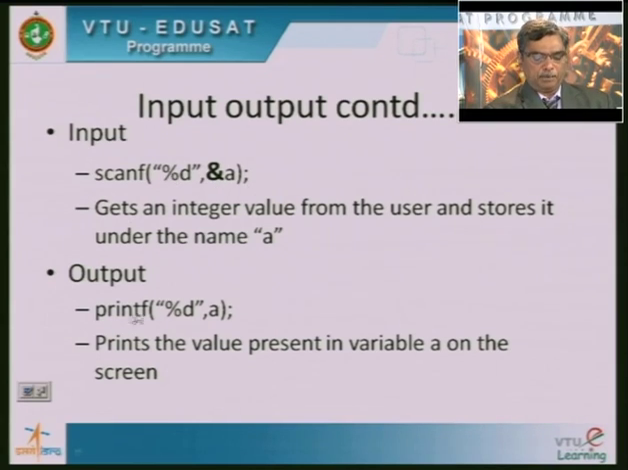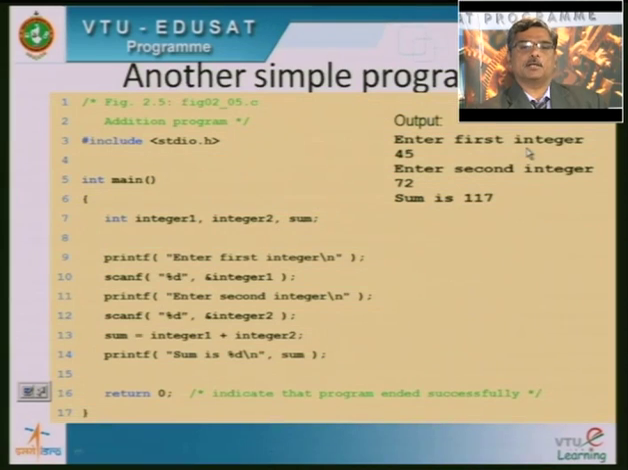Next, similarly, to print this variable you are going to use percentage %d, A. One observation you have to make here is: while reading you are going to use ampersand, while printing you will not use it. This is an observation you should always remember. It prints the value present in the variable A on the output screen. This is how the input output statement works.